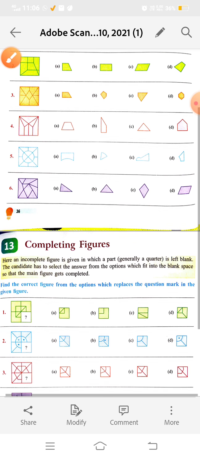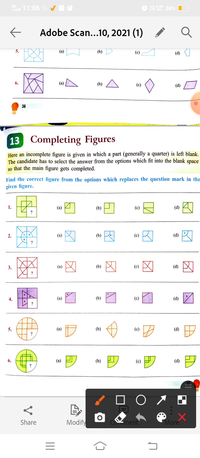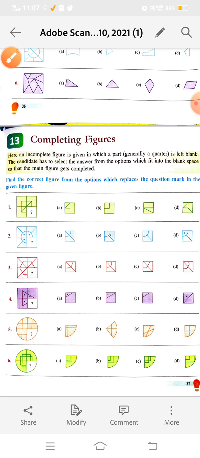Okay, so let's start. Here we have a figure. Suppose this is our column X and this is our column Y. We have a figure in column X, in which 1/4 part is blank. 1/4 part, generally known as the quarter part, is blank. We have to find out the blank part of figure X from the Y column. Okay, so let's find. We have this type of figure.